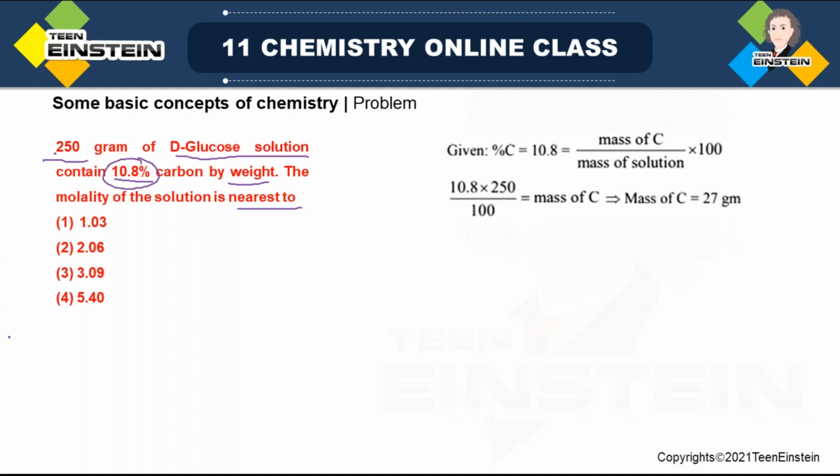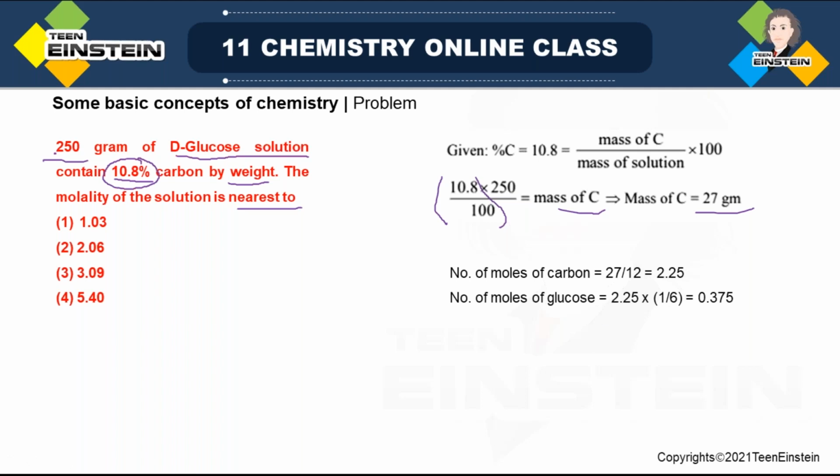Given percentage 10.8, so mass of carbon divided by mass of solution is 10.8%. So this is the percentage. If you multiply with 250, you will get the mass of carbon, which is 27 gram. So this is the mass of carbon present in 250 gram of glucose. So divide it by 12. You will get the number of moles of carbon. Given mass divided by atomic mass, because it is singular, 2.25.